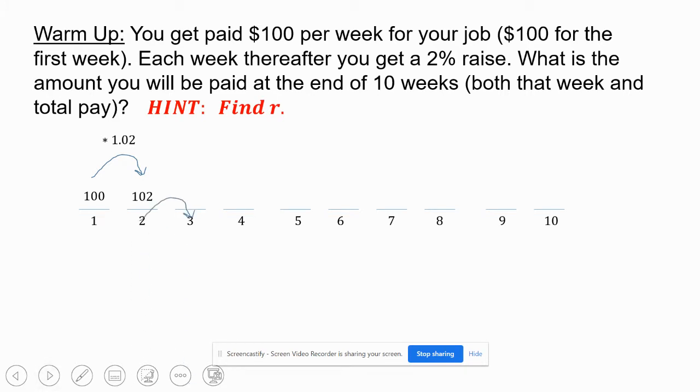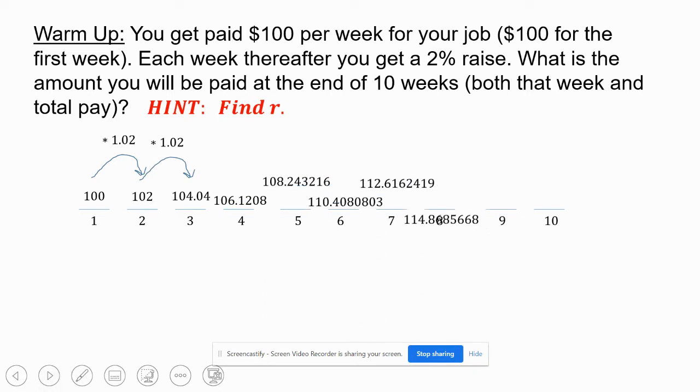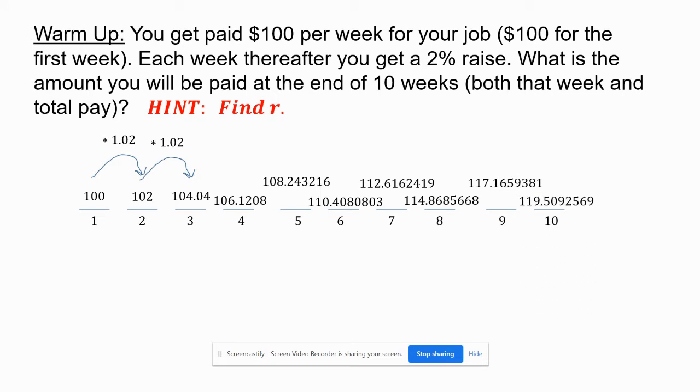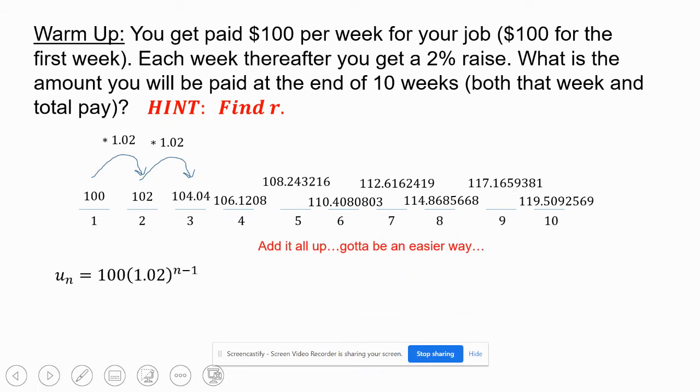And so you can keep doing this each time and figure out how much you make at the end of 10 weeks. And so it could be kind of tedious if someone said, how much would you make at the end of 50 weeks? So we need to have a way to figure out a shortcut for that. And so the shortcut would be to figure out a formula.